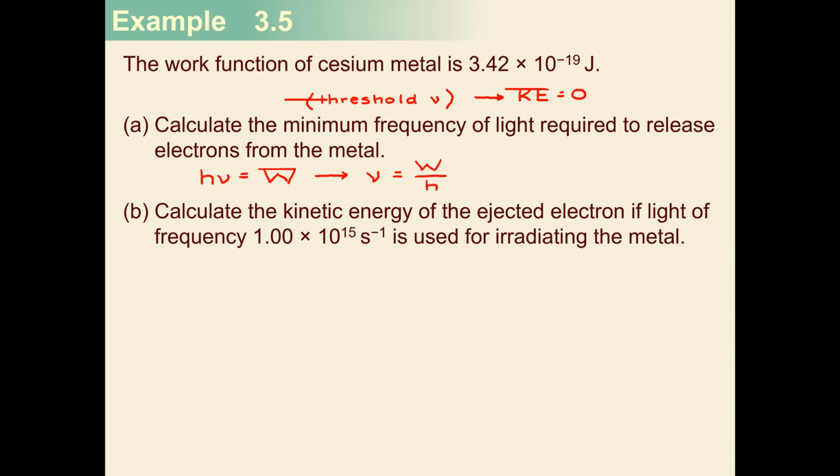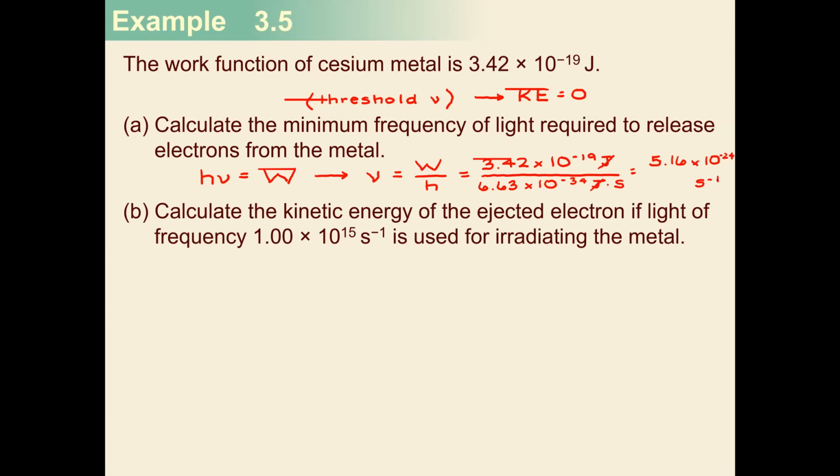Planck's constant. So if this is the case, we are going to say that our work function, which is 3.42 times 10 to the minus 19th joules, divided by our Planck's constant, which is 6.63 times 10 to the minus 34th joules times seconds. Our joules and joules will cancel. Notice that I have seconds on the bottom, and I will get a value of 5.16 times 10 to the minus 24th seconds to the minus 1.